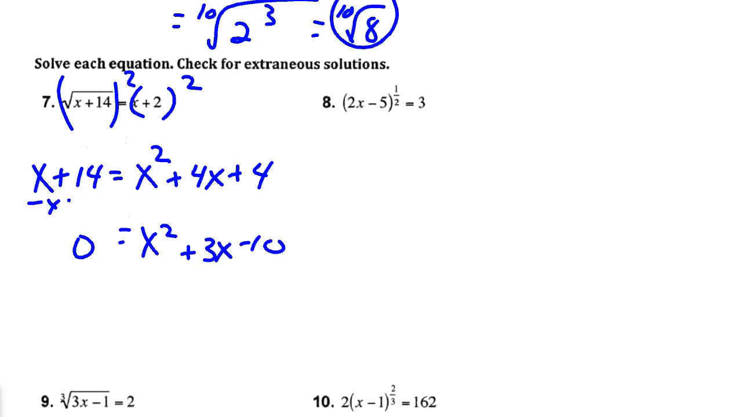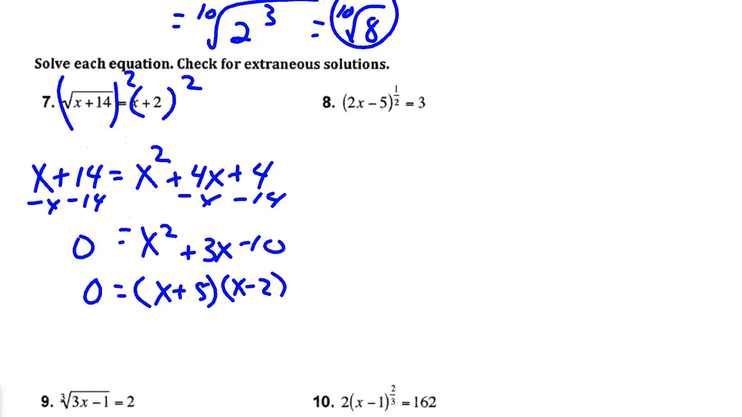So I subtracted over the x, I subtracted the 14. x squared plus 3x minus 10. And you can do the quadratic formula, but please check to see if you can factor. 5 times negative 2 is negative 10, and 5 plus negative 2 is 3. So it looks like my answers are negative 5 and 2, but when I square, or take to any even power for that matter, I might create extraneous solutions, so I have to check them.